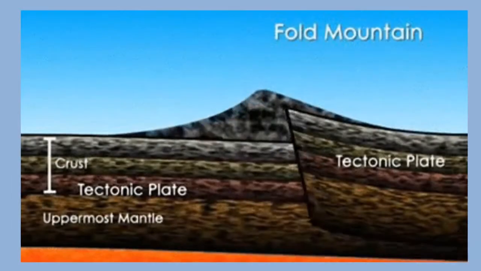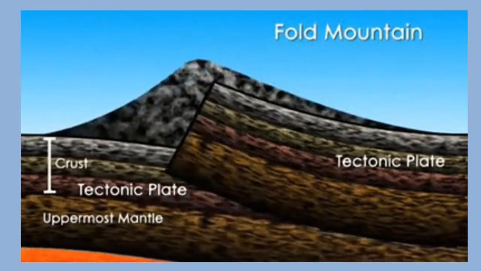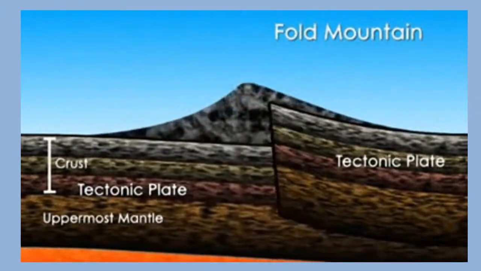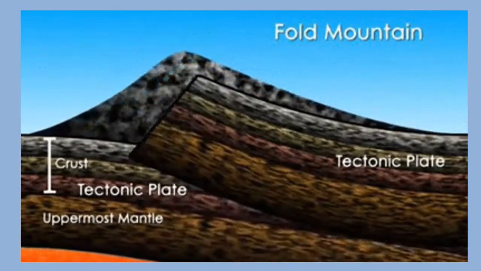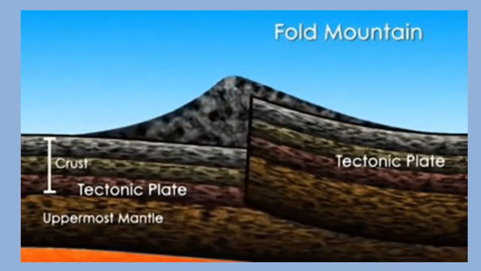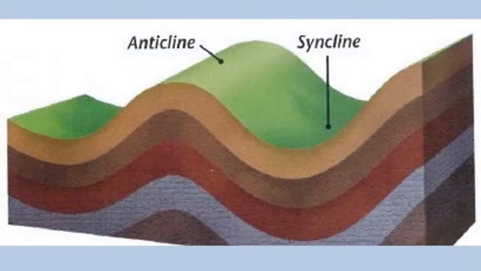Similarly, when two continental plates move towards each other or converge and collide, because of the pressure created, the crust folds and mountains are formed. This kind of collision is referred to as folding. The upward slope of the mountains are called anticlines and the downward slopes are called synclines.